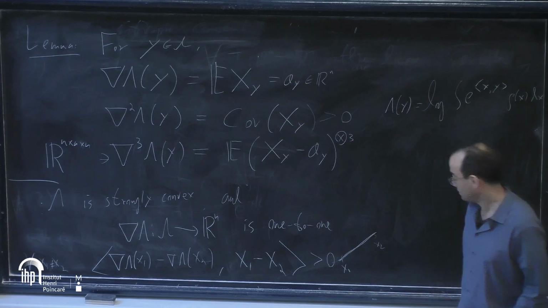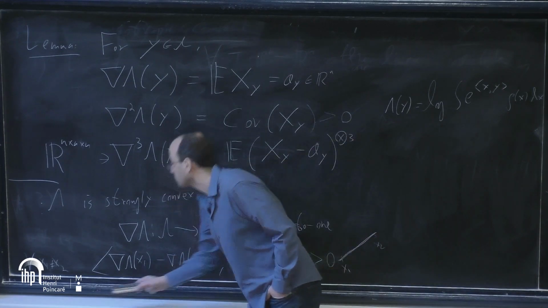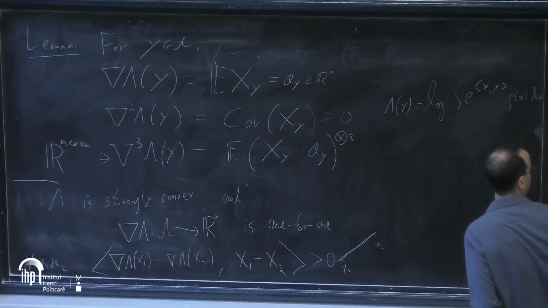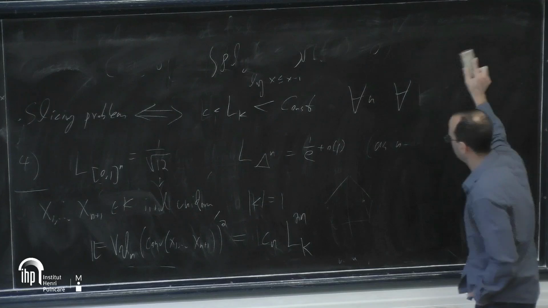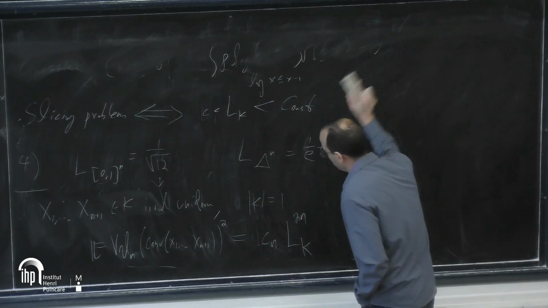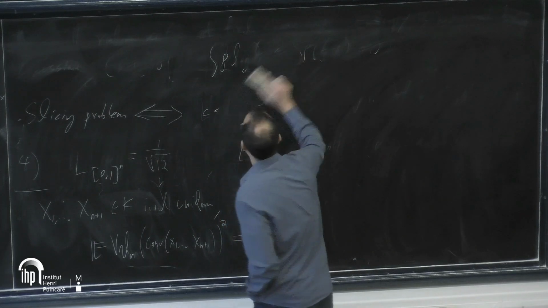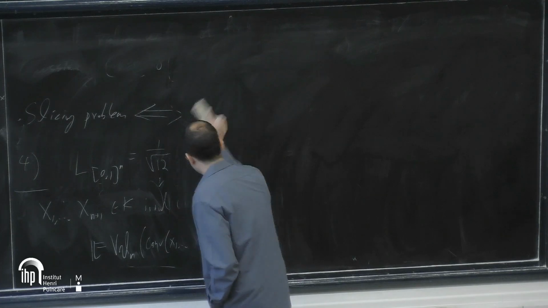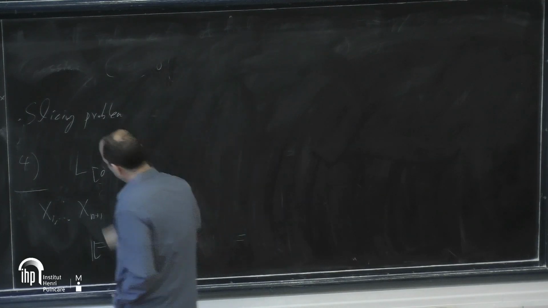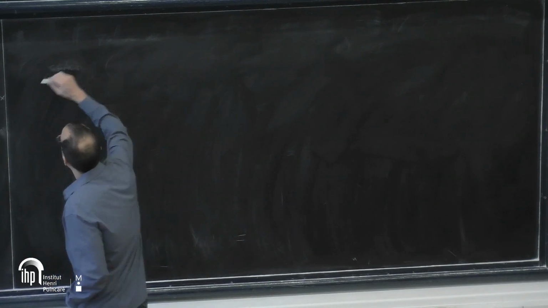Okay, another thing that we would need is to look at determinants of covariance matrices. We discussed the slicing problem, so we better look at the determinant of the covariance matrix, which appears in the isotropic constant. So we have lambda, which is the Laplace transform.